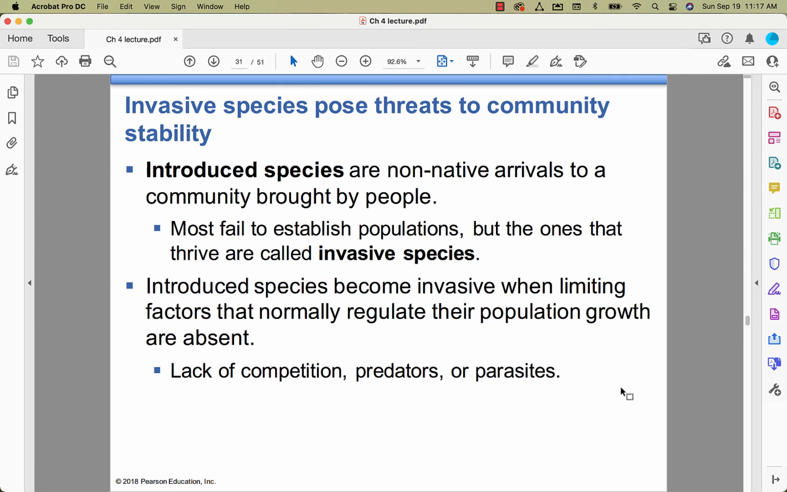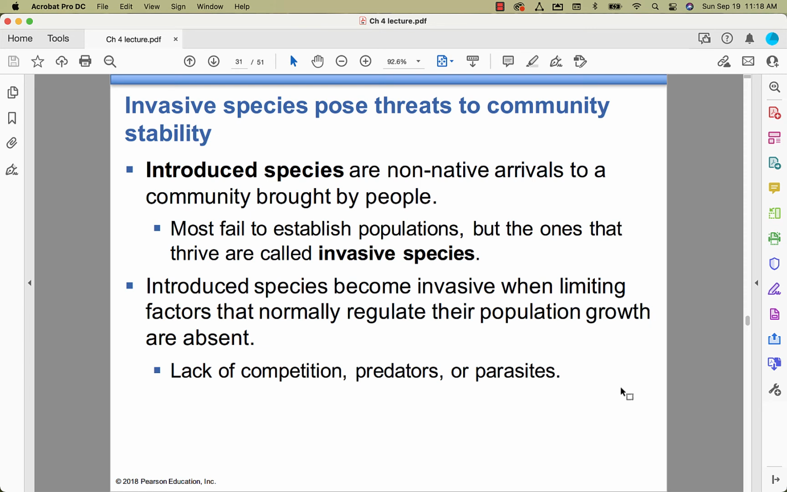Invasive species. Okay, this is a big thing. Before we get to invasive species, we're going to talk about introduced species. An introduced species is a species that's introduced into the community. It's not native, and people bring it. Most introduced species don't survive, because the conditions aren't right. But there are some that thrive, and those are called invasive species. So if it's an introduced species that survives and thrives, then it's called invasive.